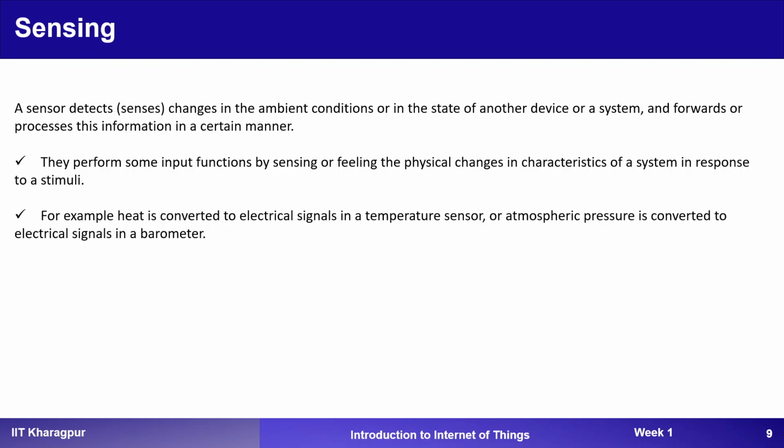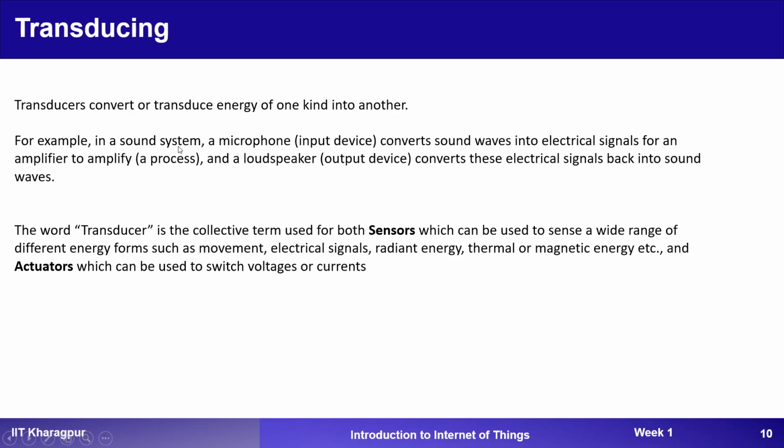For example, in a sound system, a microphone converts the sound waves into electrical signal for amplifying. The next example is a loudspeaker, which converts the electrical signal back into the sound wave. So these are the examples of your transducers. Further, transducer is a collective term which is used for your sensor as well as for your actuators, because a transducer is a device which only converts one form of energy to another. So it can be your sensor as well as your actuators.